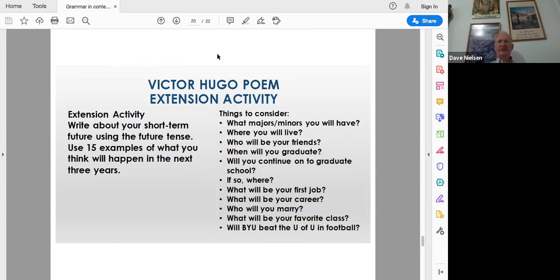And then an extension activity that I love about a poem is that you write about your short-term future. So that poem was all about the future tense in French, and the future is used several times in the poem.